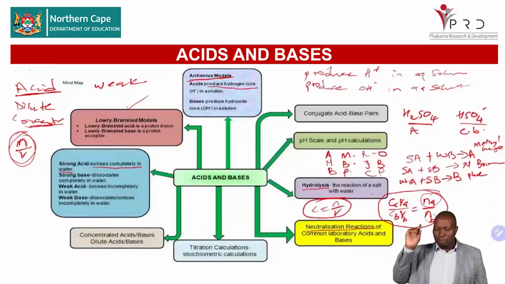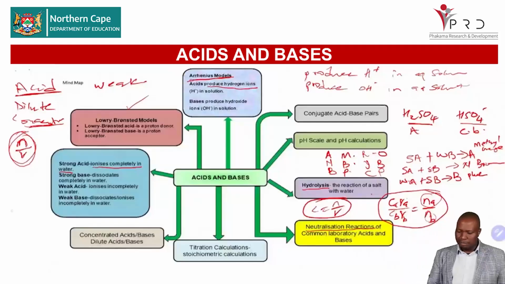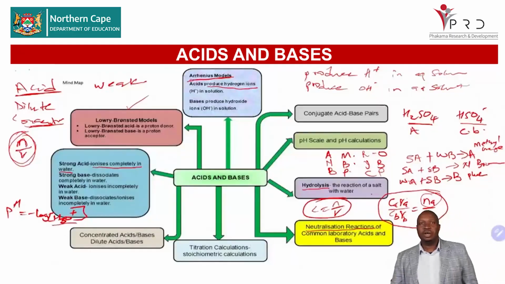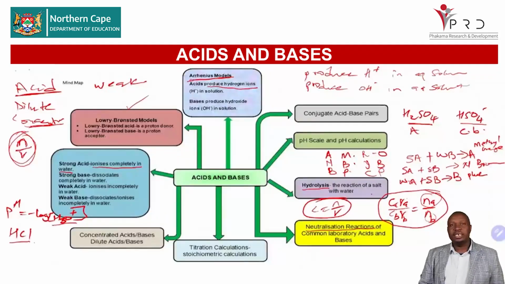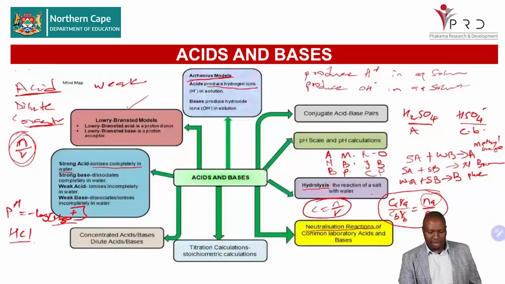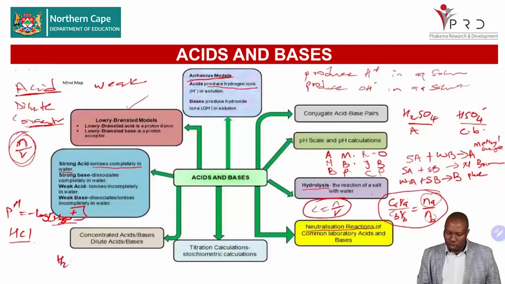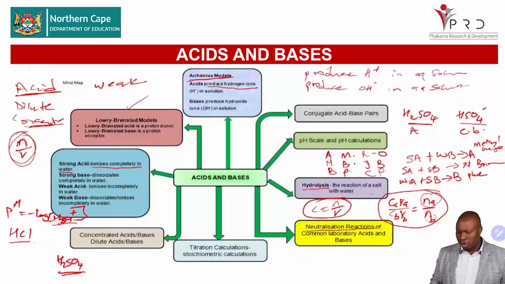And lastly, pH calculations. Remember, we're saying pH equals minus log [H3O+]. Always remember that you have to first find the concentration of the acid. And then if you are given a monoprotic acid like HCl, you know the ratio between H3O+ and HCl is 1:1. So the concentration of the acid, you just substitute it there. But when you are having a diprotic acid like sulfuric acid, H2SO4, definitely you're going to multiply the concentration of the acid by 2 to get the H3O+, because 1 H2SO4 forms 2 H3O+.